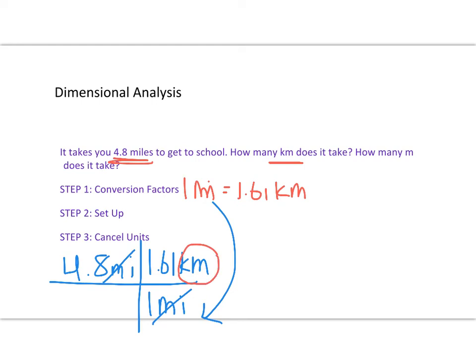Now when I am multiplying across, anything that's next to each other is multiplied, and top and bottom is divided. So for this answer, I'm going to get 4.8 times 1.61 equals 7.73 kilometers.